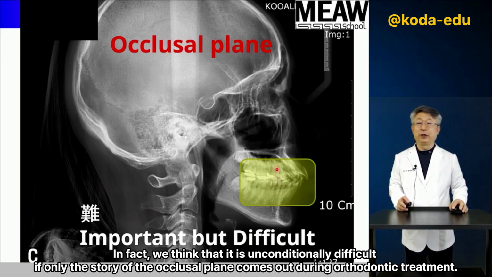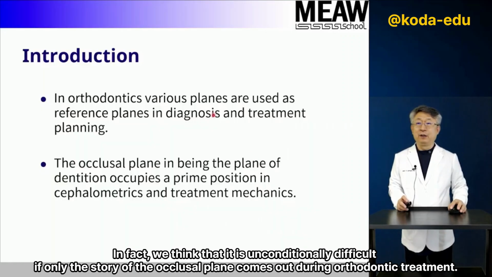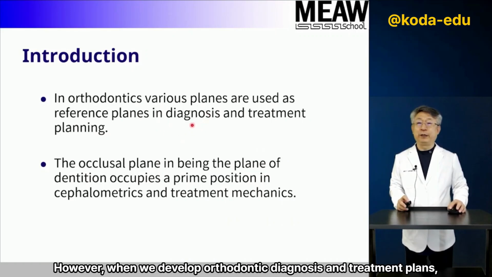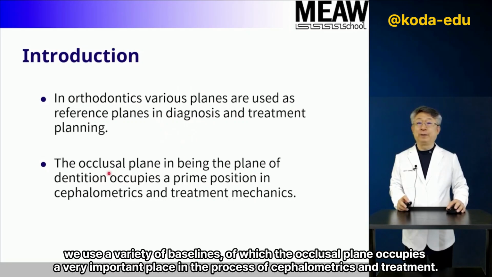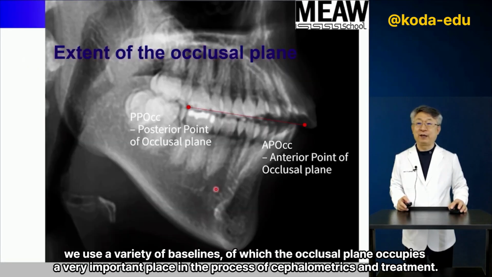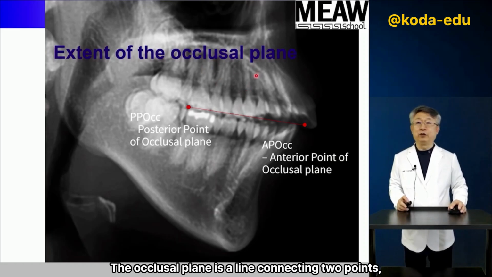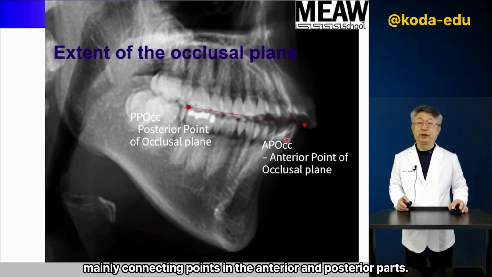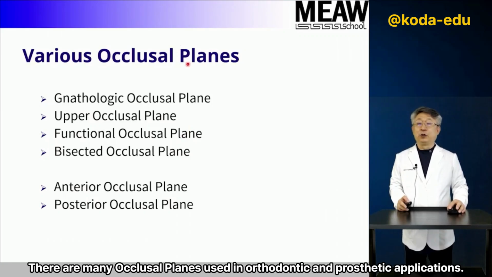In fact, we think that it is unconditionally difficult if only the story of the occlusal plane comes out during orthodontic treatment. However, when we develop orthodontic diagnosis and treatment plans, we use a variety of baselines, of which the occlusal plane occupies a very important place in the process of cephalometrics and treatment. The occlusal plane is a line connecting two points, mainly connecting points in the anterior and posterior parts. There are many occlusal planes used in orthodontic and prosthetic applications.